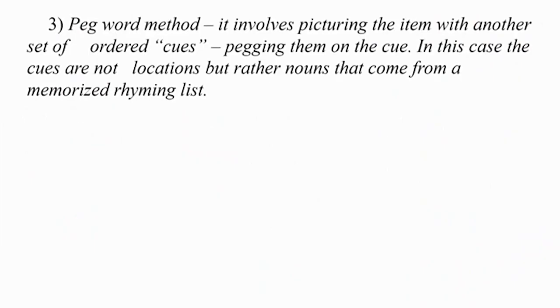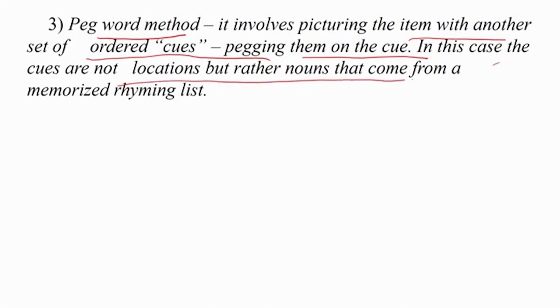A third method, which is not so visual, which doesn't use visual imagery for remembering, can also be used, and this method is called the peg word method. What we do here is picture the item with another set of ordered cues, pegging them onto the cue. There is an ordered list that we know, and we then peg the new item onto the ordered list. In this case, the cues are not locations, but rather nouns that come from a memorized list. In the method of loci, certain locations are used, like using the door as a location and putting the banana onto the door.